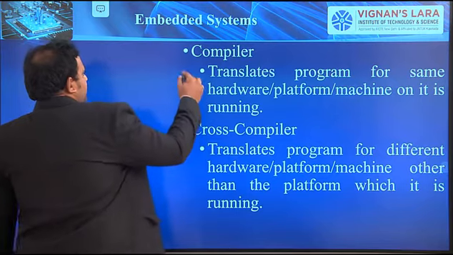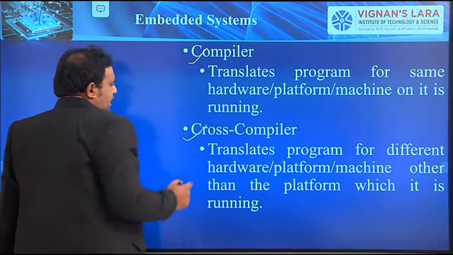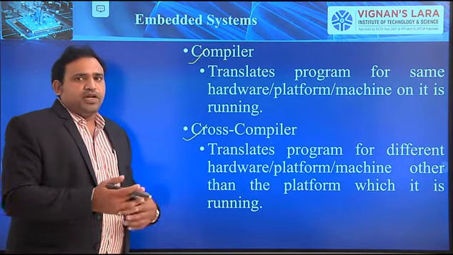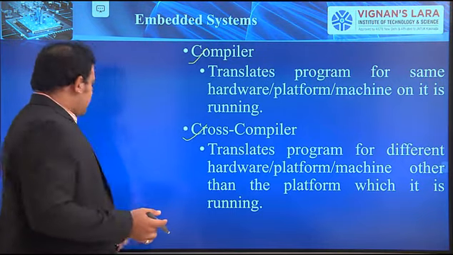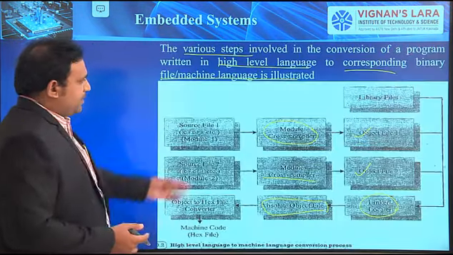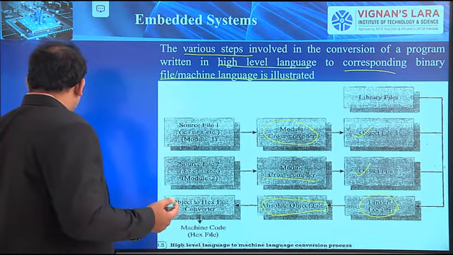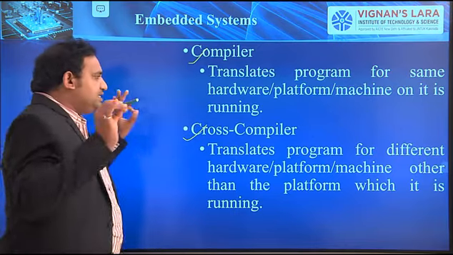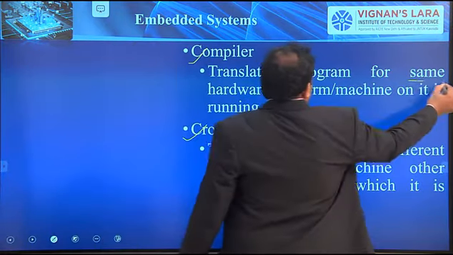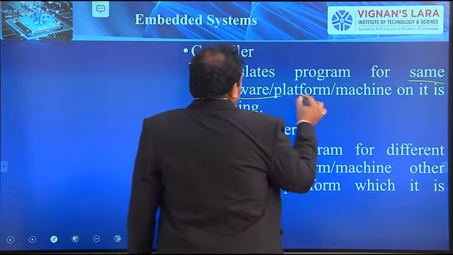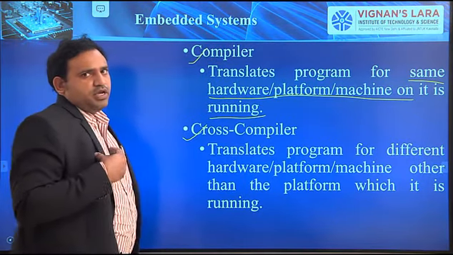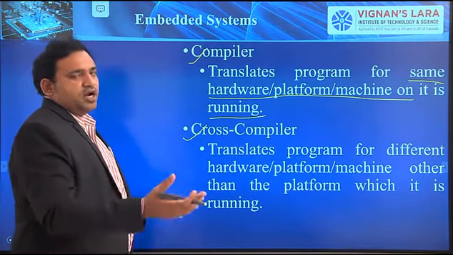So what is a compiler? What is a cross compiler? Actually we have a topic in Unit 3, the last topic, about compiler and cross compiler. Anyway, here we came across the word compiler, so we are just mentioning it. A compiler translates a program for the same hardware, remember, same hardware or platform or machine on which it is running. It converts the code for the same hardware.